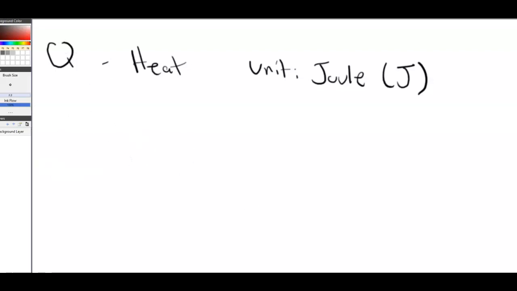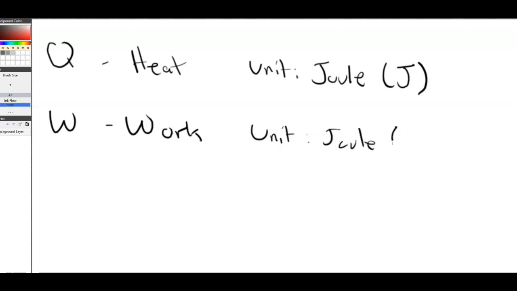Okay, so going on to the next symbol, we have W. W we've seen before in a different context. W stands for work. We saw work in the last unit. Work is done whenever a force acts over a distance. And the unit for work is also the joule, and we saw that in the last unit as well. Again, work is done anytime a force is acting over a distance.